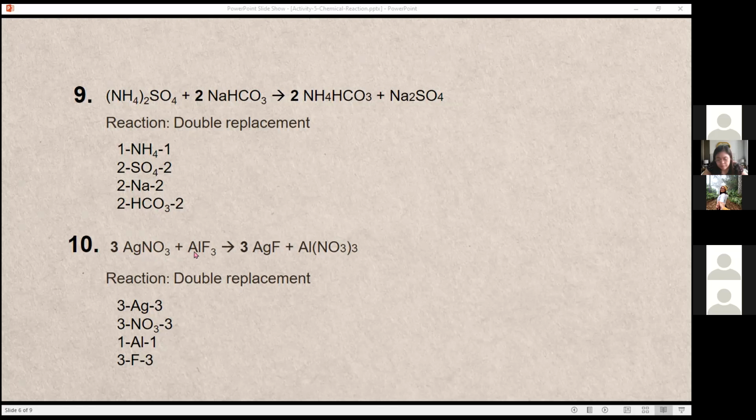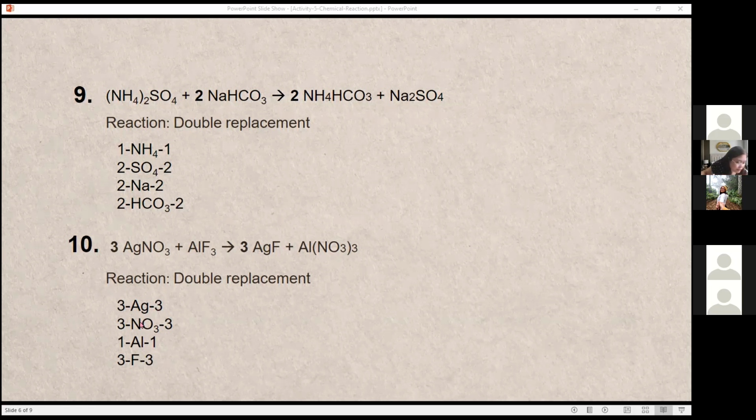And dito po sa number 10, AgNO3 plus AlF3, and yung product niya po is AgF plus Al(NO3)3. So yung reaction niya po is double replacement. We wrote the elements nila. Then dito po sa reactant side, para mabalance po dito sa product side, we put 3 dito sa silver, dito sa reactant side niya para mabalance po dito sa product side.